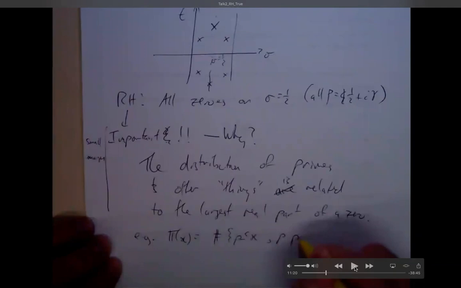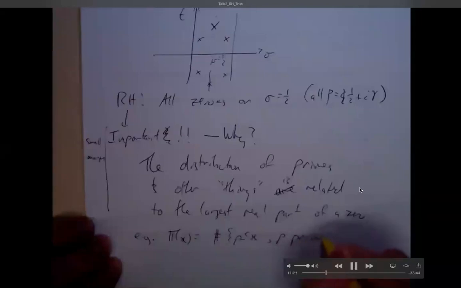If there are some zeros, but they're at sigma equals 0.6 or something, that's not too bad. The best thing we can hope for is that they're all on sigma equals a half. That's the best distribution we can hope for. So if one takes away nothing else from this talk: zeros near sigma equals 1 are terrible. Zeros on sigma equals a half, they're the ones you want.